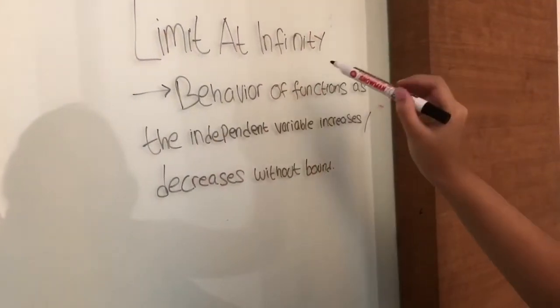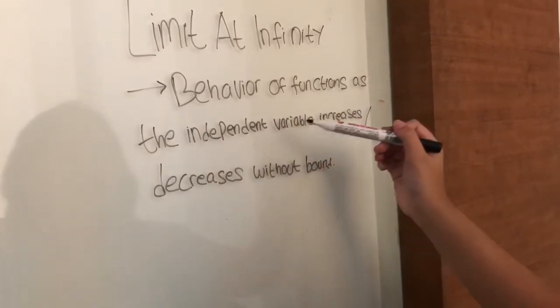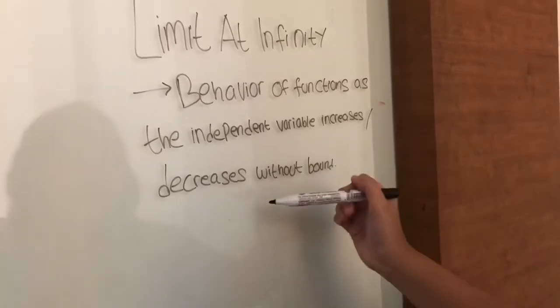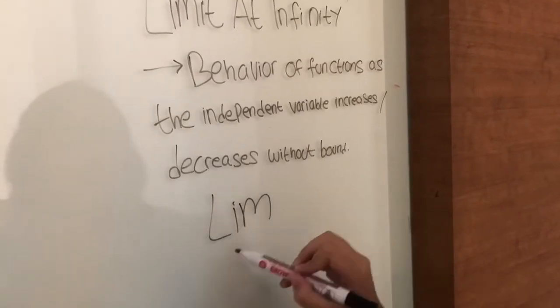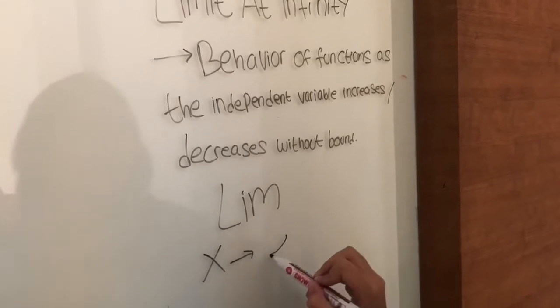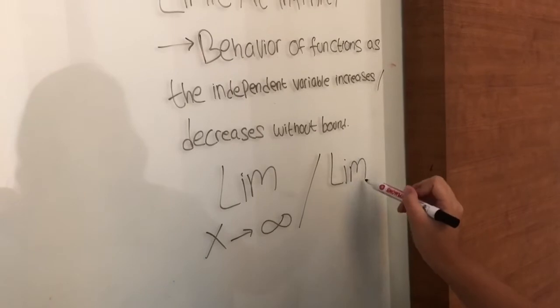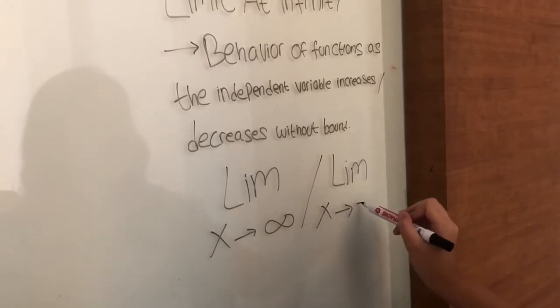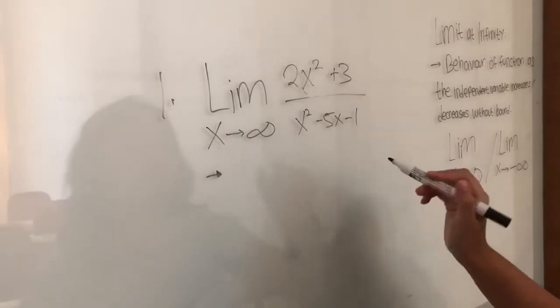Limits at infinity are used to describe the behavior of a function as the independent variable increases or decreases without bound. And we write it like this: limit as x approaches infinity, or limit as x approaches negative infinity. An example of a limit at infinity.